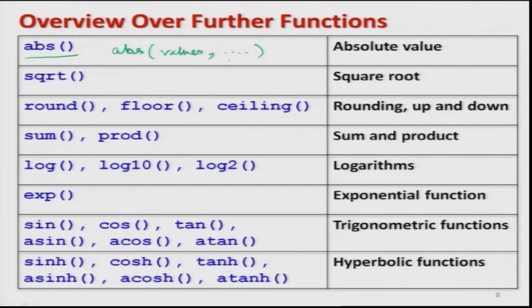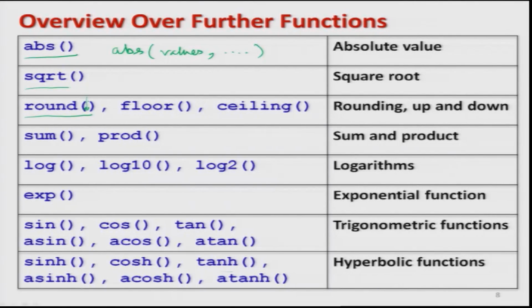And similarly, in case I want to find out the square root, the function is sqrt, and again all the values are written inside the bracket. And yeah, in the next slide I will take some examples to show you how these things are operated. And similarly, for rounding of a value, we have a function round, and again if I have more than one value, I can give all the values inside this bracket separated by a comma.